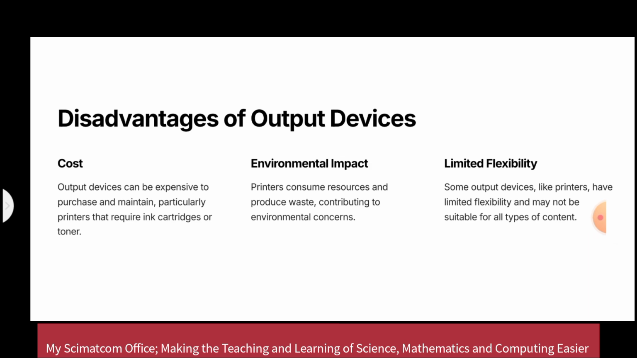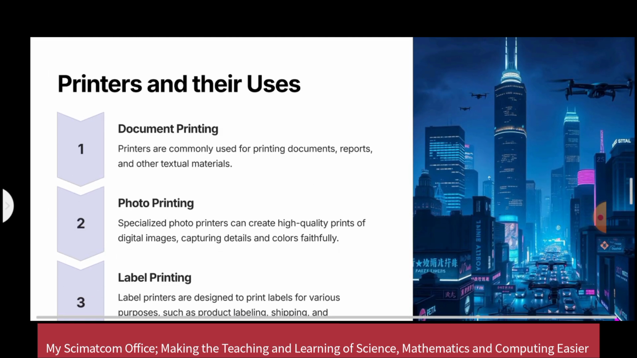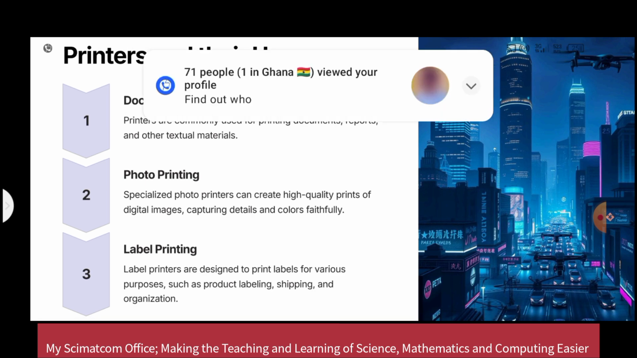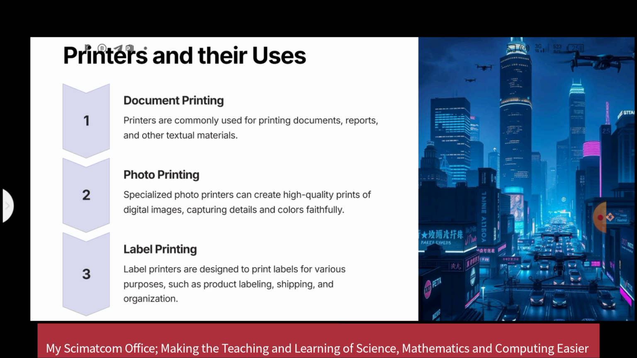Now let's look at printers and their uses. Printers are used for printing documents, also photo printing, then label printing. Printers are commonly used for printing documents, reports, and other textual materials. Printers can also print photos in high quality and digital images as well. We can also print labels using a printer, and it's quite interesting.